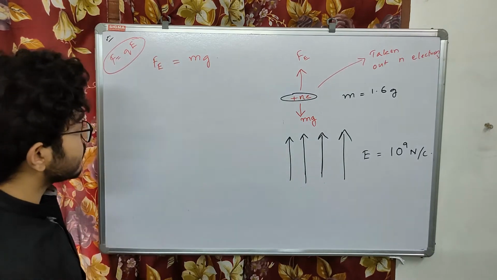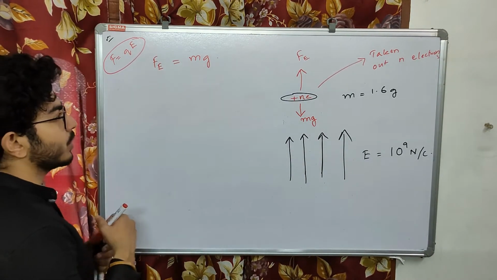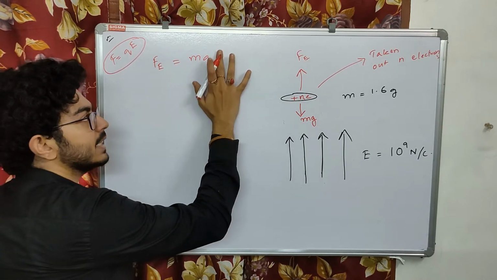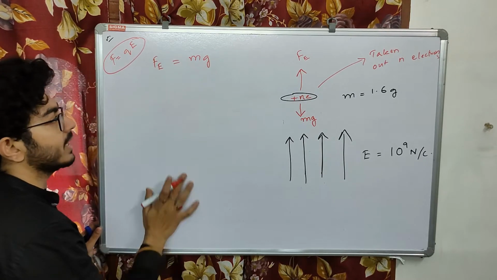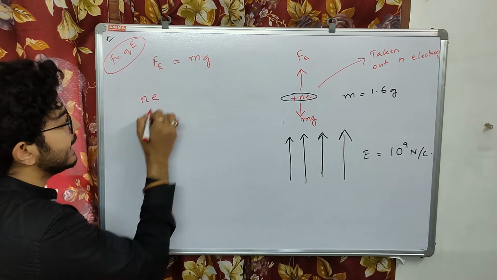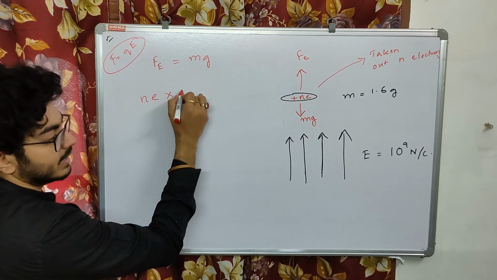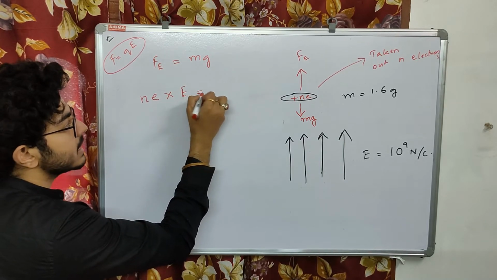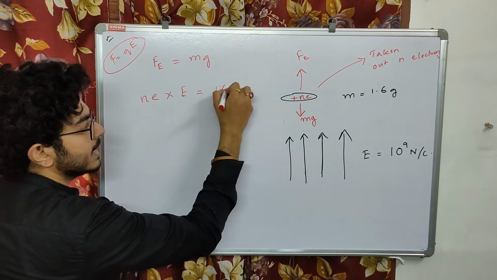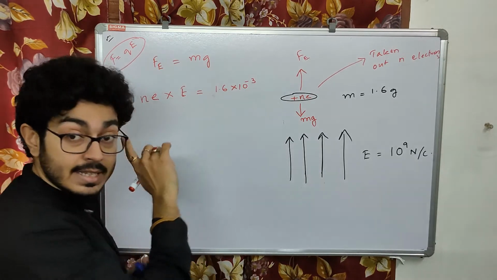So now we are going to solve this. If I solve this, what am I going to get? This is mass into g, mg, where g is the acceleration due to gravity. Now in place of Fe, we are going to write ne, that is the number of electrons, that is the positive charge it has gained, into the electric field E, is equal to mg. The mass is 1.6 into 10 to the power minus 3 kg. We are taking it in SI unit, okay?